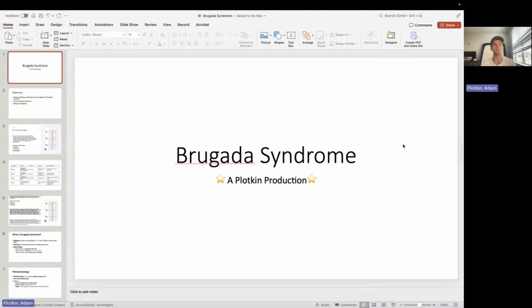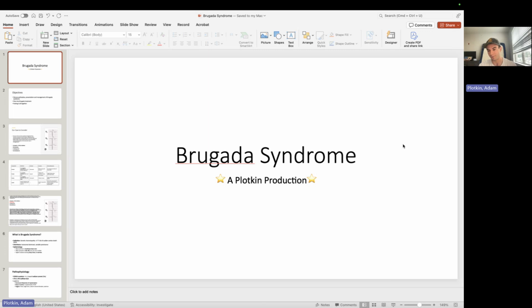So this will be a lecture on Brugada syndrome. It's a relatively rare type of cardiac syndrome that we would see on Step 1 and Step 2. I have seen it tested on both, and I think it's a really important one to know if you're in the emergency room or on internal med. Classically it shows up on step exams, so that's why I'm going over it.